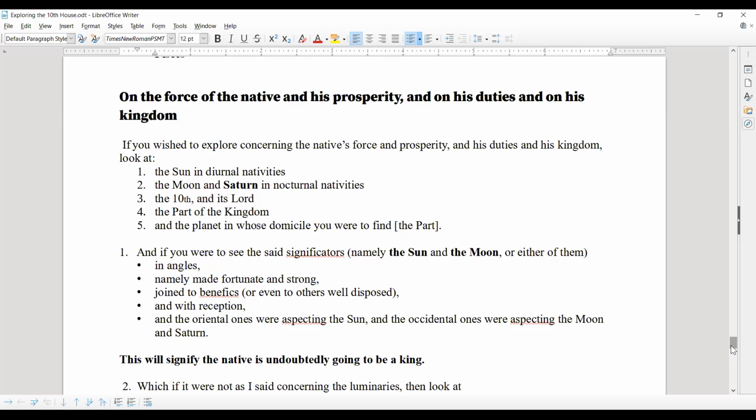What they're saying is they're going to get way, way up there, like a king, where they have influence over other people's lives. They actually talk a lot about this, where they have influence over life and death. They have rulership over life or death. They have command over life or death, right? The king does. Okay, so we're looking for the native's force of prosperity and his duty in his kingdom.